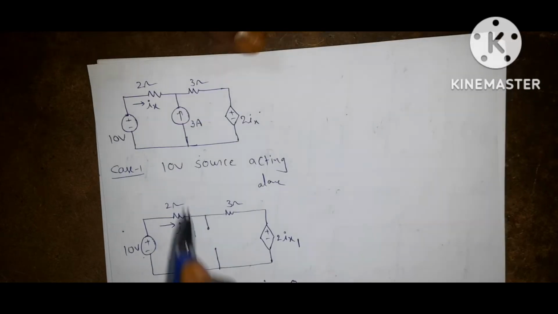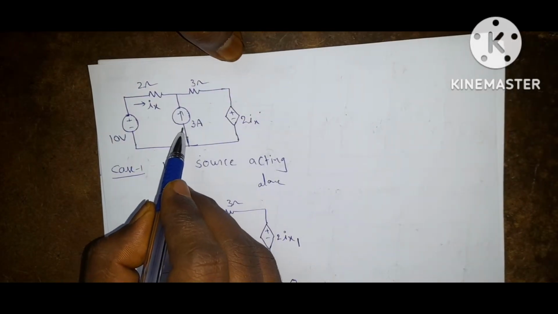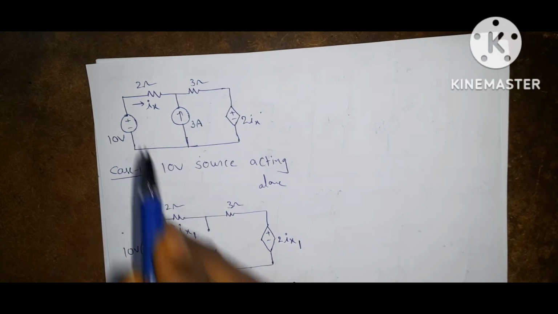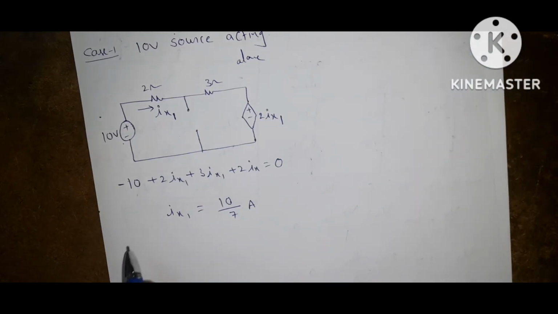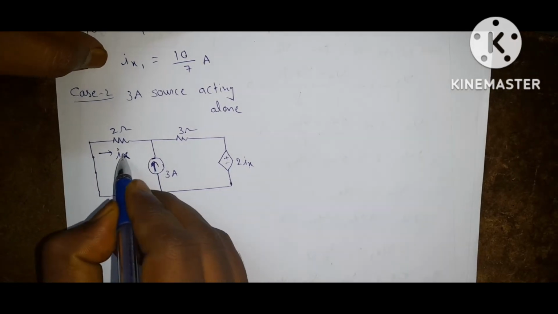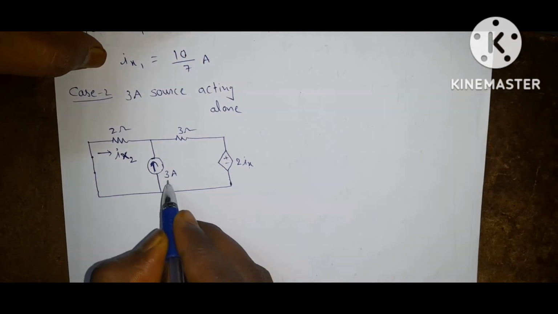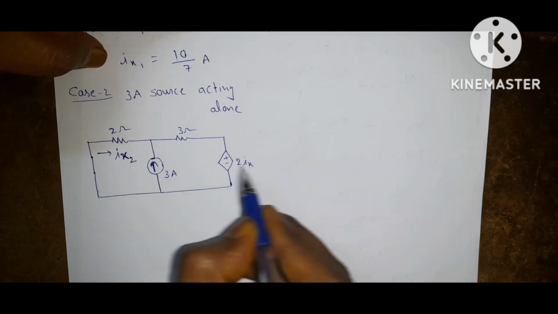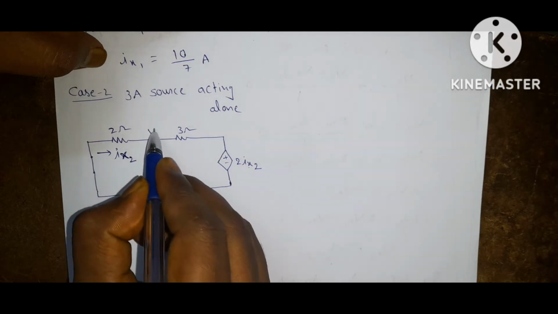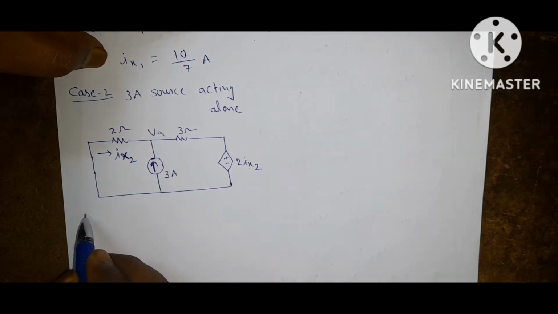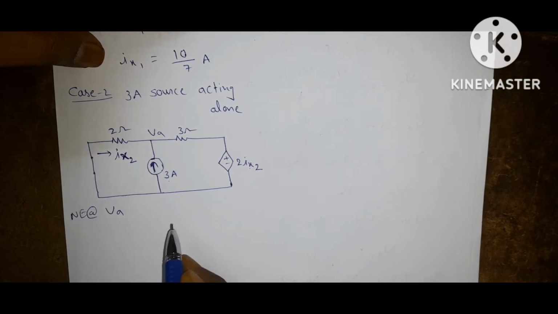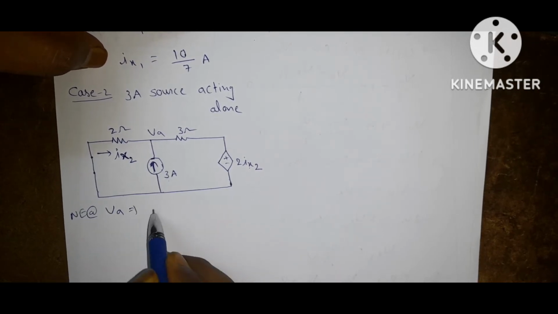Now case 2 is the 3 ampere source acting alone, then the voltage source is replaced by a short circuit. The circuit becomes like this. Here the current is Ix2. The response due to the 3 ampere source is Ix2 and it is also Ix2. Let the node voltage be VA. So write the node equation at VA.